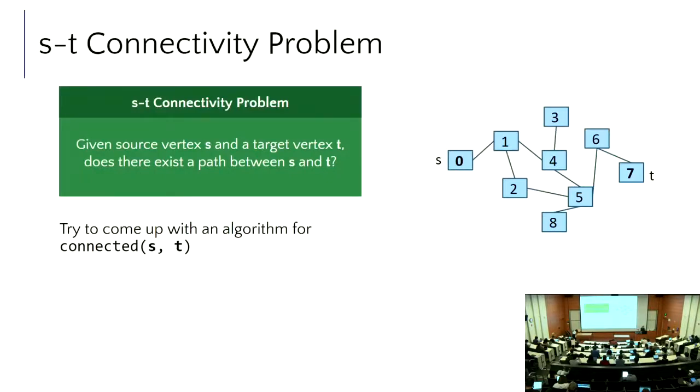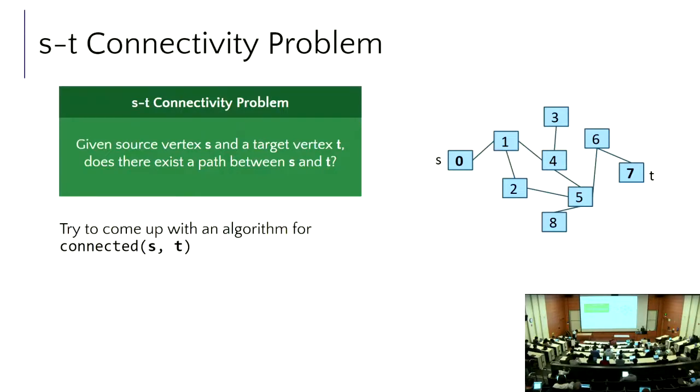So let's say we have a graph that looks like this. And our problem is we want to see if a path exists from S, source, to T, terminal. So I just want to see if somewhere in this graph I can get from one node to the other. Very, very common question to ask about graphs.